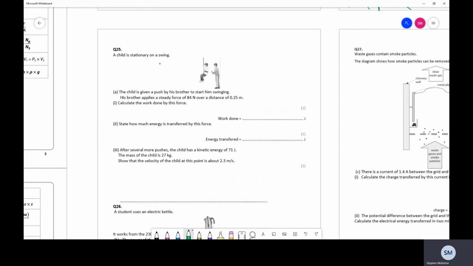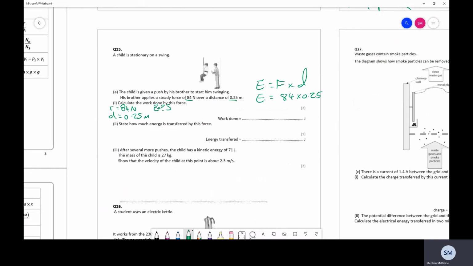A child is stationary on a swing. The child is given a push by his brother to start him swinging. His brother applies a steady force of 84 newtons over a distance of 0.25 meters. Calculate the work done by this force. F is equal to 84 newtons, and it is working over a distance of 0.25 meters. To find E, I don't know how many joules, but I will use the equation E is equal to F times d. Work done is energy, same thing, 84 times 0.25.